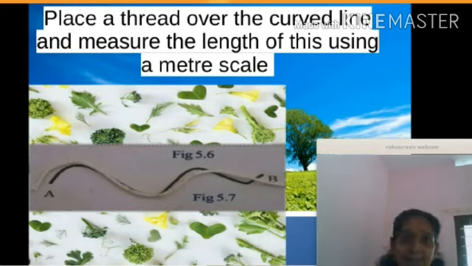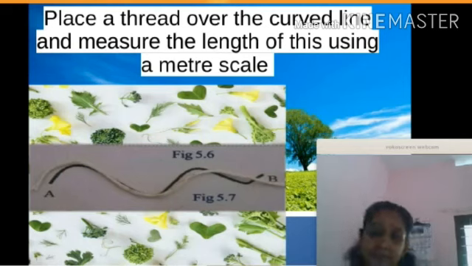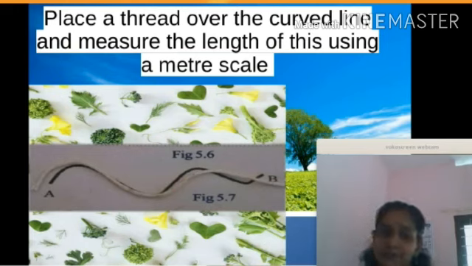You see it? Yes. So, you have to place the thread fixed at the position A. At B also you have to hold it fixed. Don't move. After taking this thread from the curved line, by using a scale, you can measure the length of this thread. Then you get the length of this curved line.